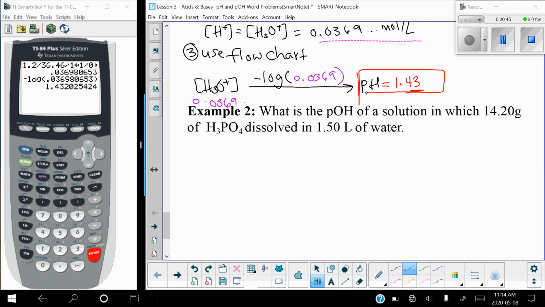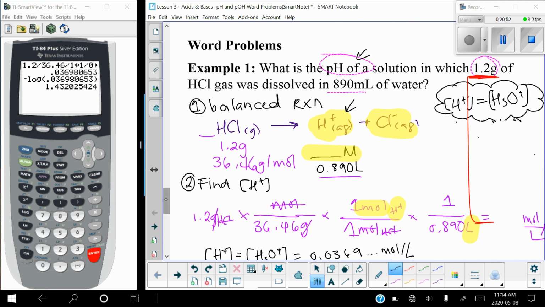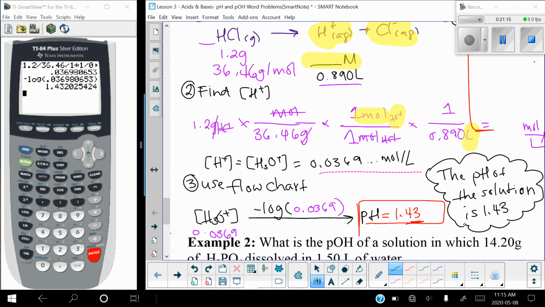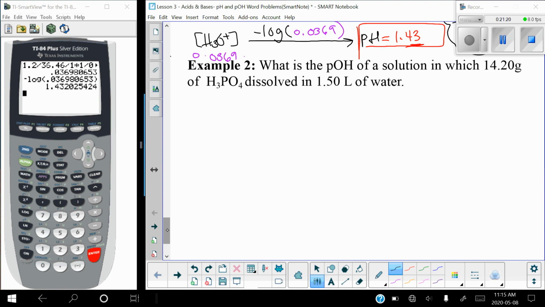Because this is a word problem, it is recommended that you write your answer in words. So the pH of the solution is 1.43. Okay, there is my final answer. I apologize for this one being a little squished. Okay, let's move on to example 2.